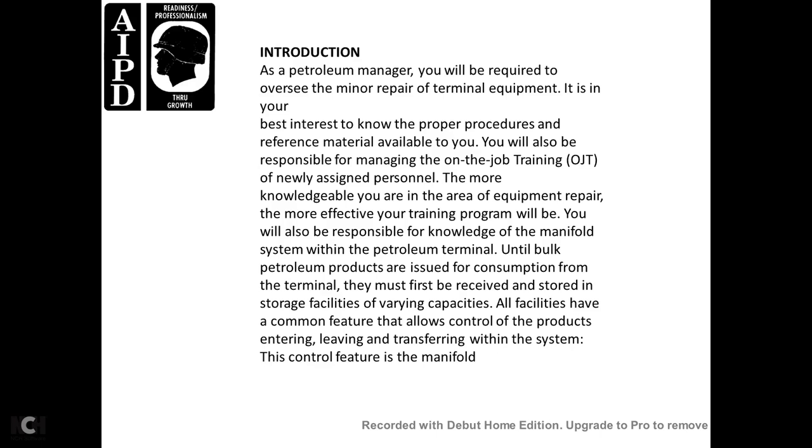The more knowledgeable you are in the area of equipment repair, the more effective your training program will be. You will also be responsible for knowledge of the manifold system within the petroleum terminal unit. Bulk petroleum products issued for consumption from the terminal must first be received and stored in storage facilities according to their capacity. All the facilities have a common feature that allows control of the products entering, leaving, and transferring within the system. The control feature is the manifold.